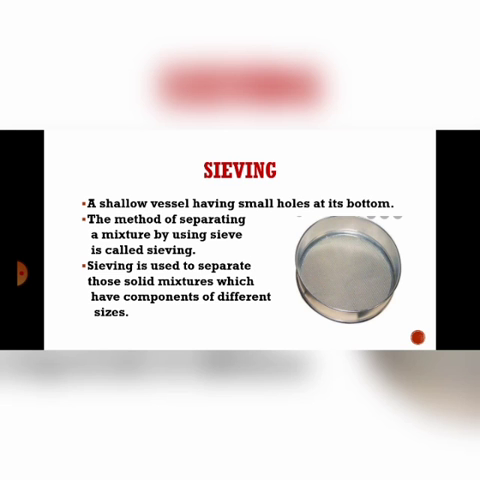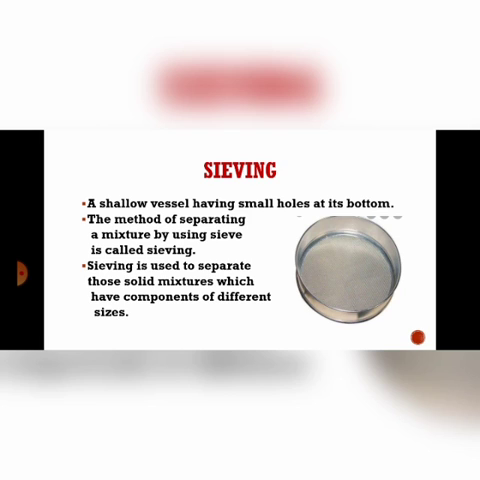Now, sieving. A shallow vessel having small holes at its bottom is called a sieve. Here, the picture of a sieve is given. Sieving is used to separate those solid mixtures which have components of different sizes.